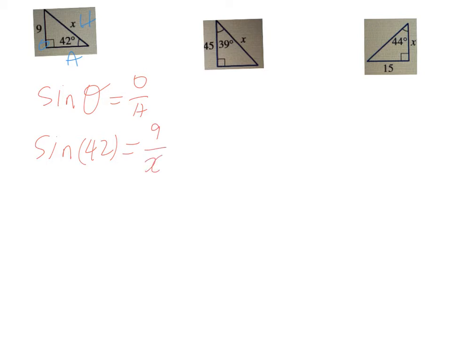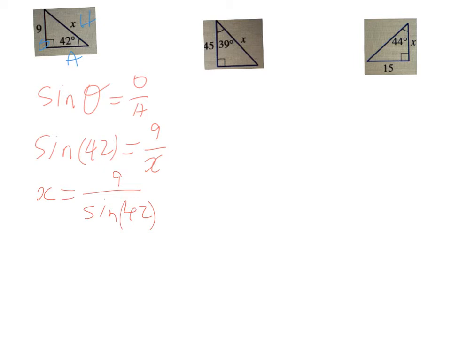What happened last time was we had the number at the bottom and the x at the top. They've swapped it on us. To solve this, we're going to multiply both sides by x and then divide both sides by sine of 42. So in effect, our next step is x equals 9 over sine of 42. That's what we end up with there.